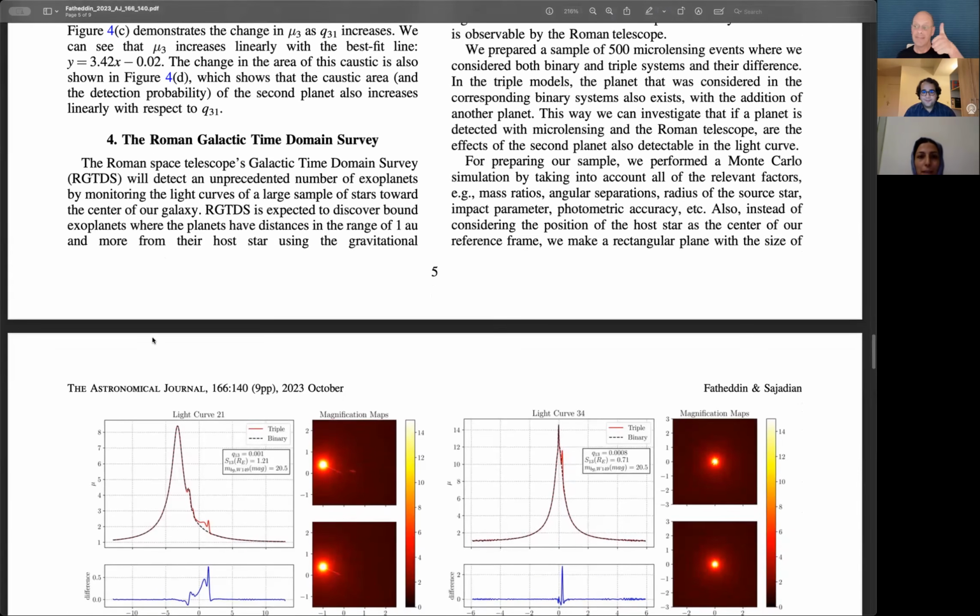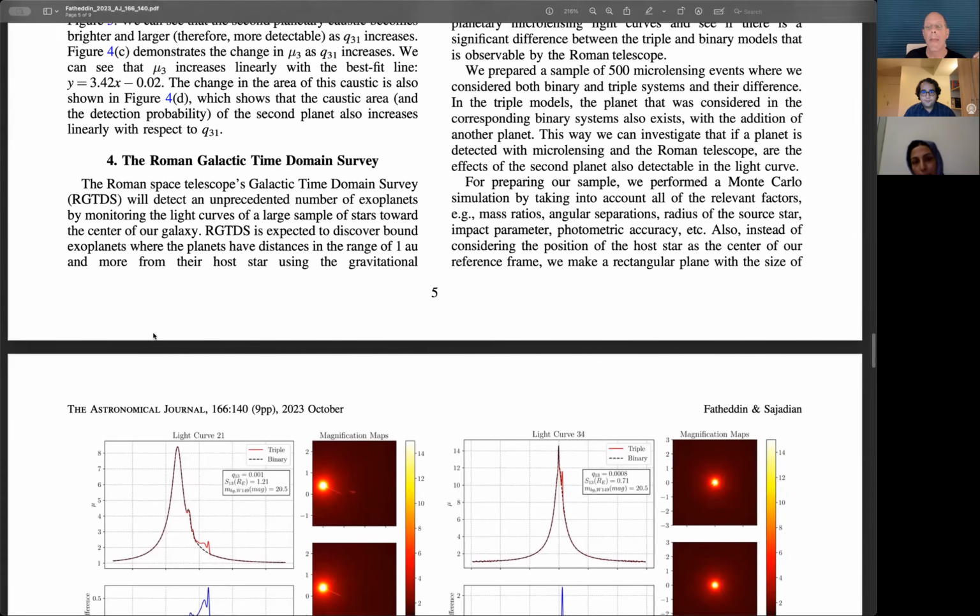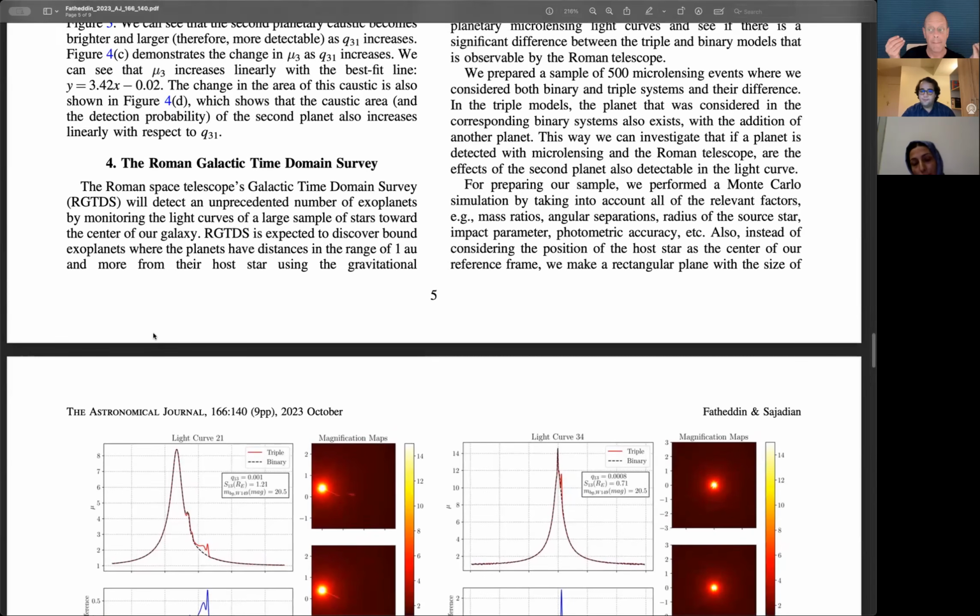Okay, thank you for explaining the simulation. In the next step, we make a large sample of these planetary microlensing events due to the triple systems, and after that we simulate synthetic data points, and we assume that data points are given by the Roman telescope during its mission, which is 5 years. Okay.